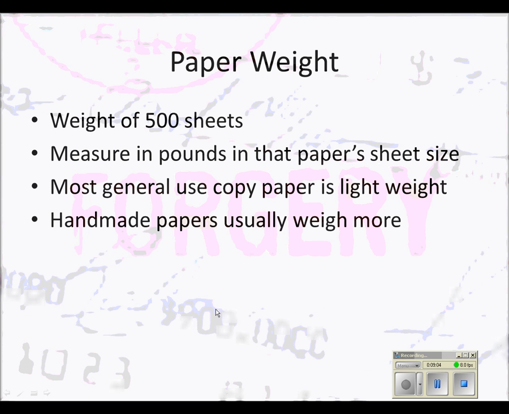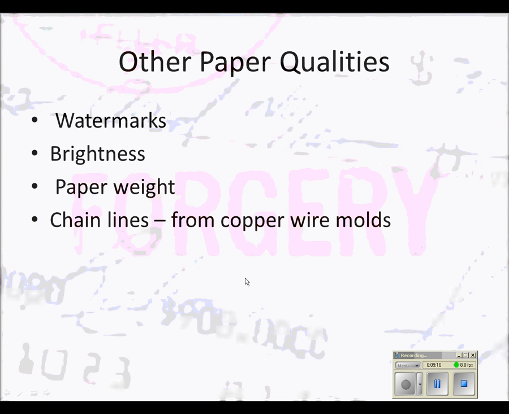We measure paper by the weight of 500 sheets, and it's measured in pounds of that size. The most general use copy paper, what we see in school, is going to be lightweight. Handmade papers are usually going to weigh more, and such as your linens and the rags are going to weigh a lot more. We also look at watermarks on paper, which are those kind of hidden holograms that are in the paper, the brightness of the paper, the weight, and chain lines, which are formed from the wire molds when the wood pulp is poured out on them to form the sheets.